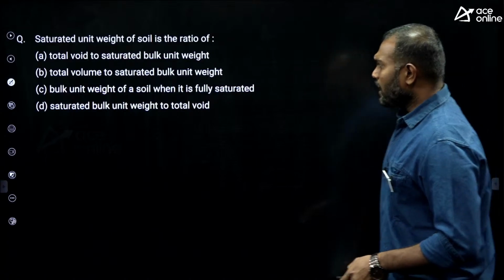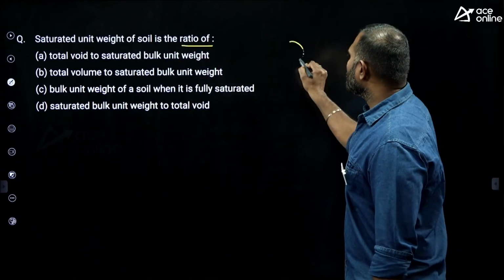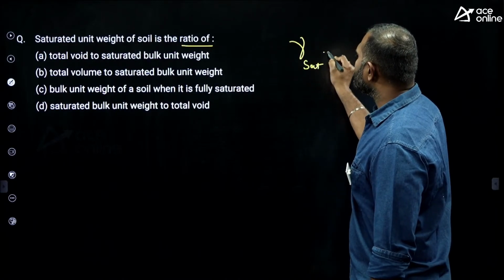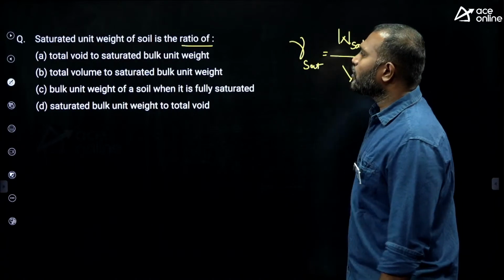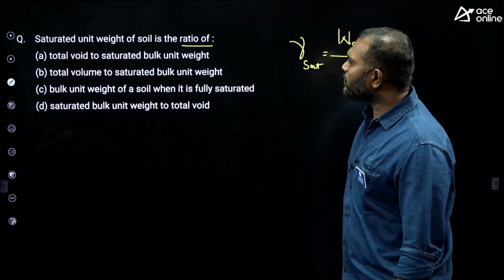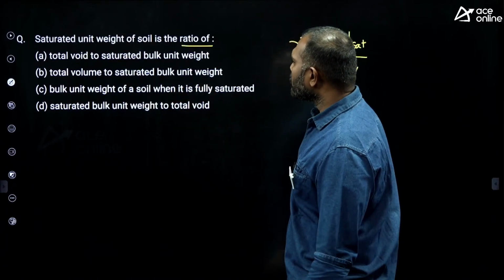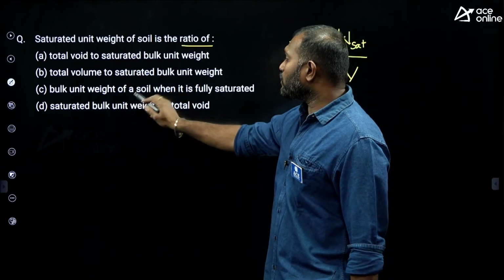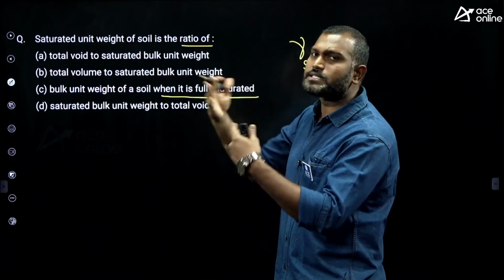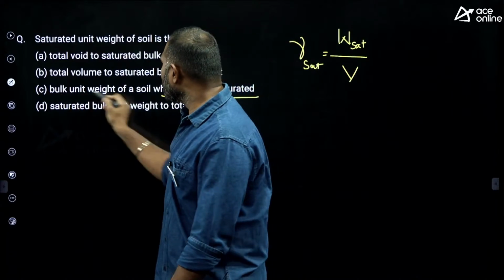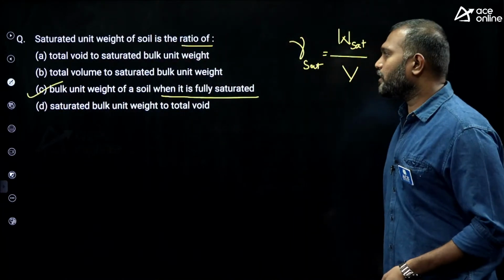Next, saturated unit weight of the soil is a ratio. What is meant by saturated unit weight? So gamma sat. Saturated unit weight is nothing but saturated weight of the soil by volume. Total void to saturated bulk unit weight? Total volume to saturated bulk unit weight? No, it is the bulk unit weight of soil when it is fully saturated. Gamma sat is nothing but gamma at saturation. So it is the bulk unit weight when it is fully saturated.